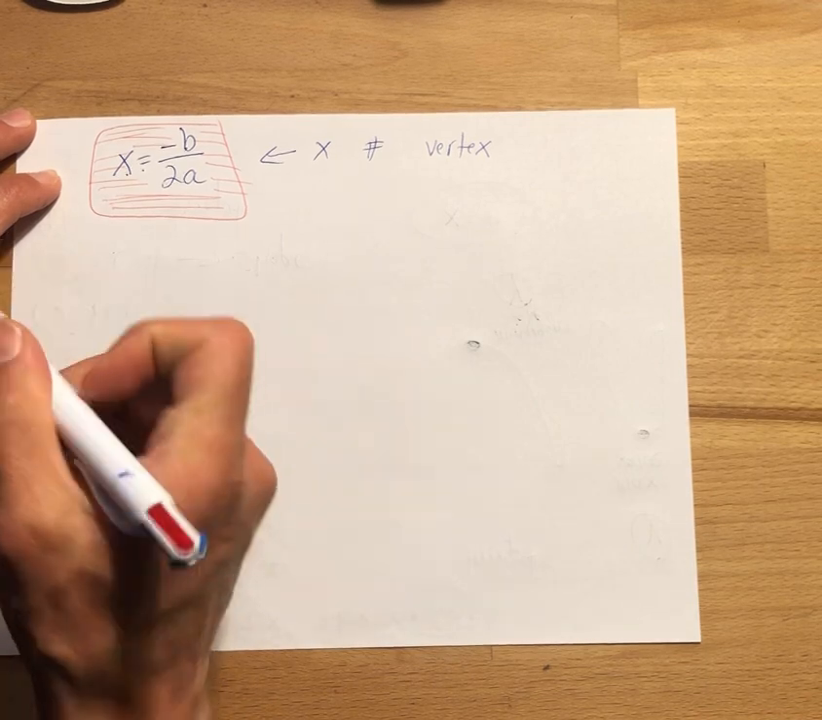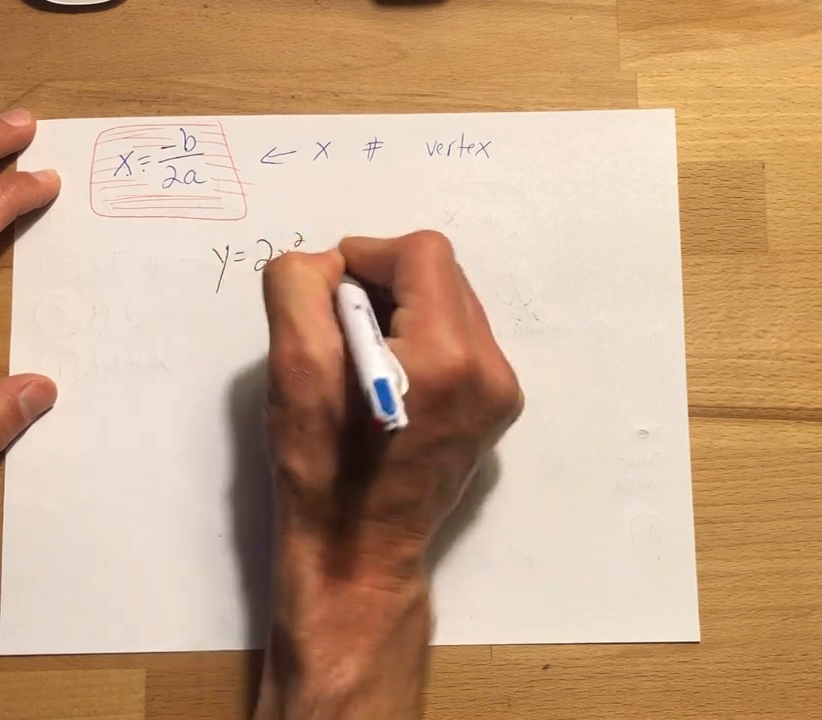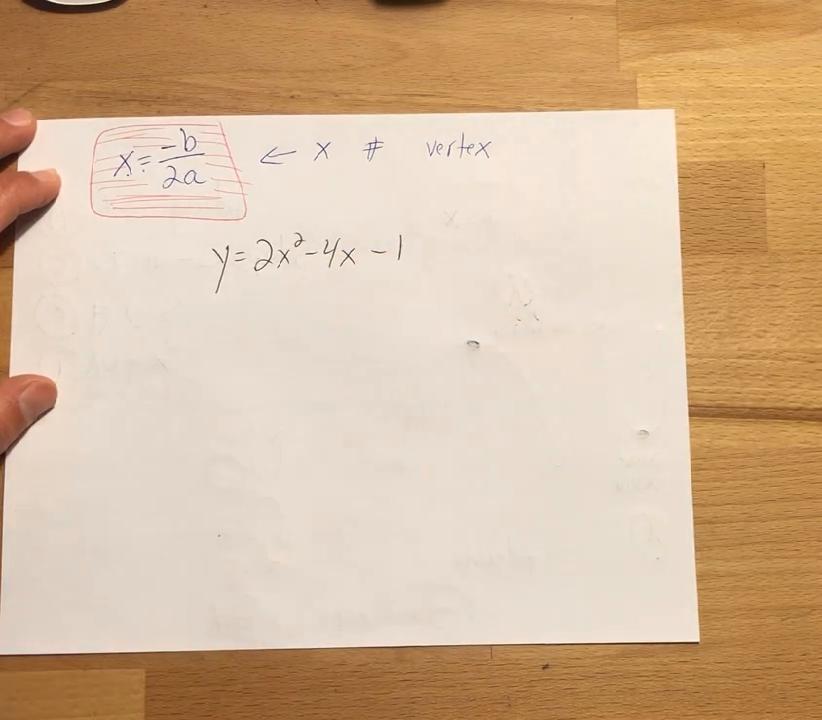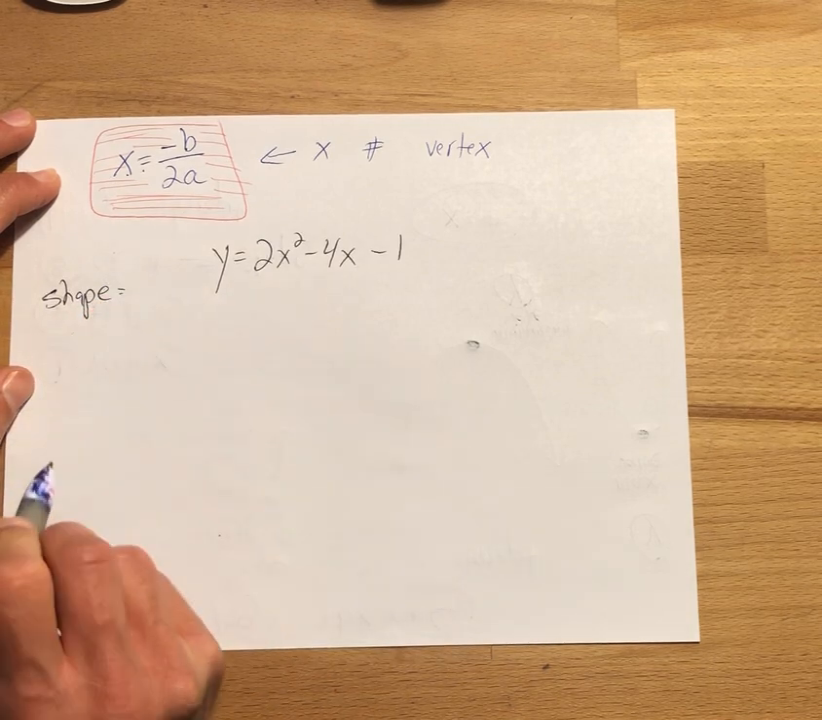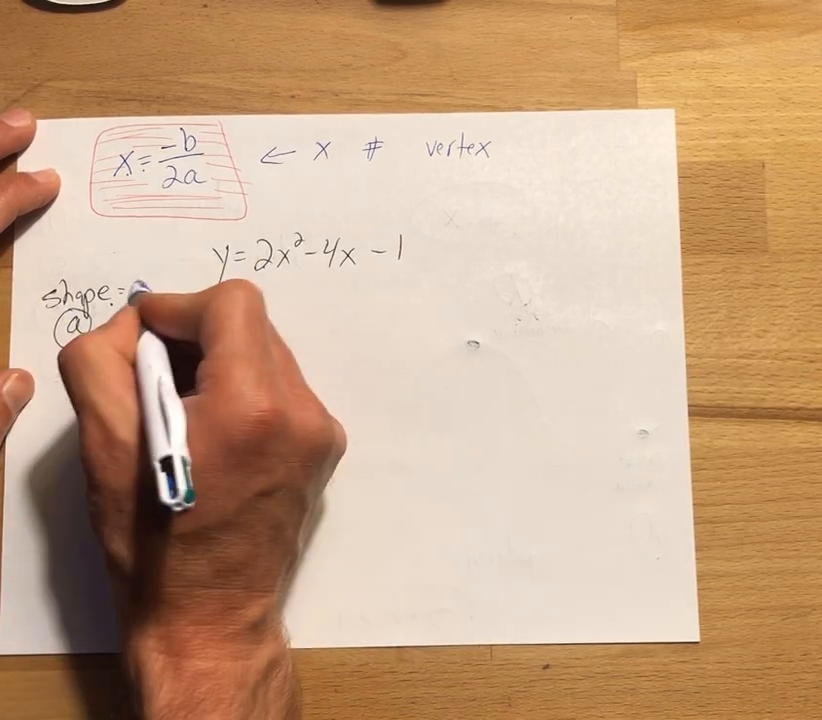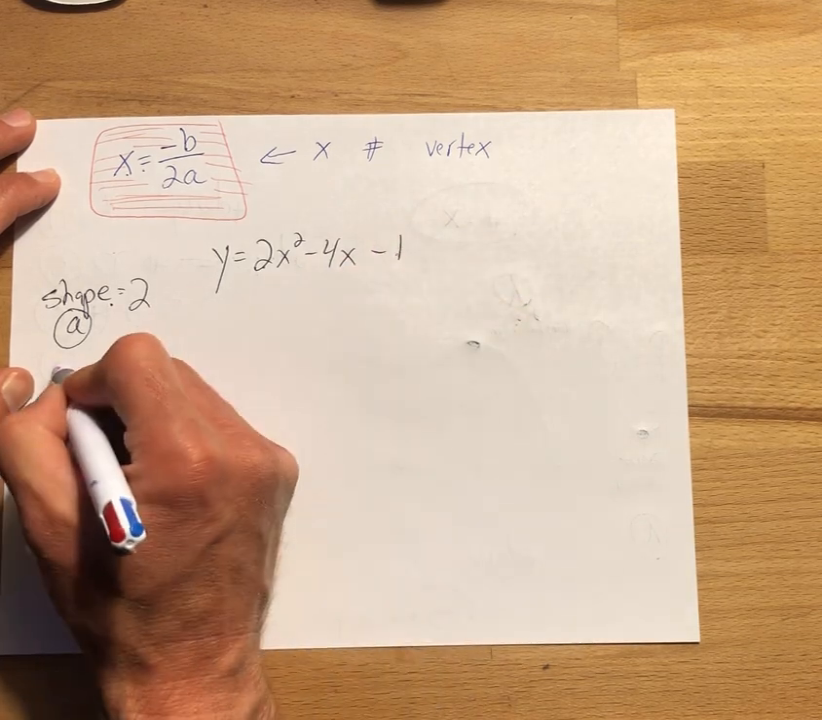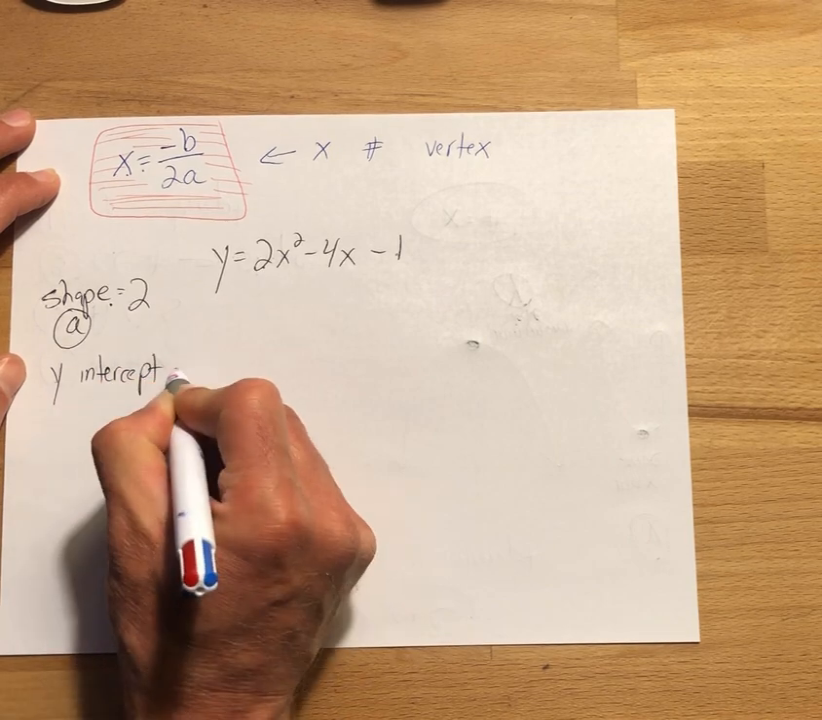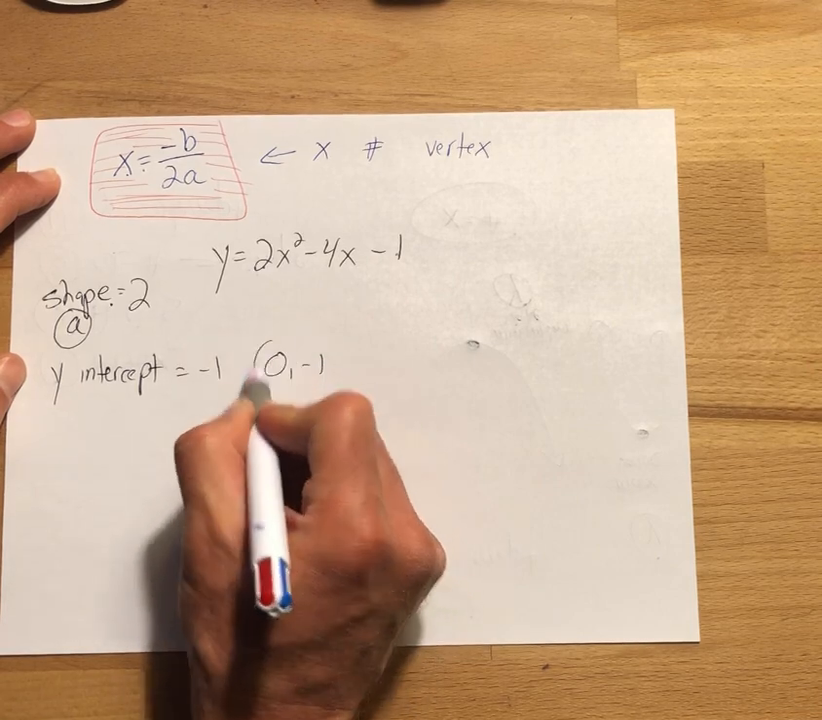It says, let's try to graph one. And it gives you an equation: y equals 2x squared minus 4x minus 1. Okay, let's look at this for a second. Do we know the shape? We're just going to list everything that we know right off the bat. The shape is your a, which is 2. I also know my negative 1 is my y-intercept. And I'm going to write this as a coordinate, (0, -1).